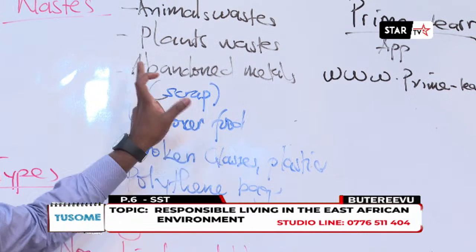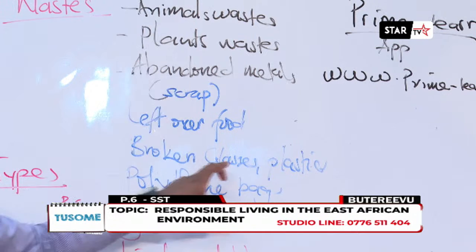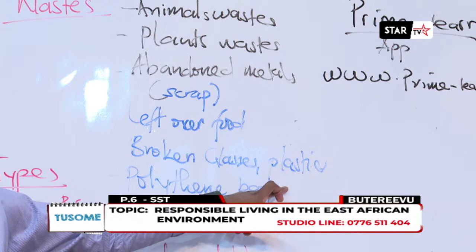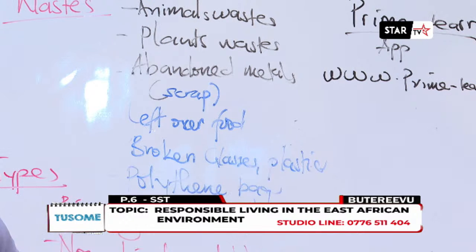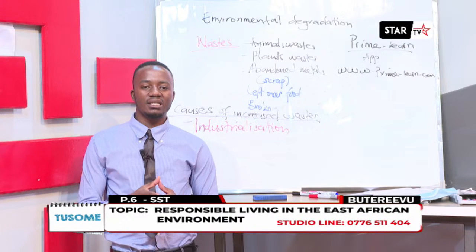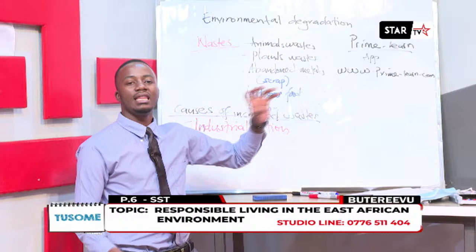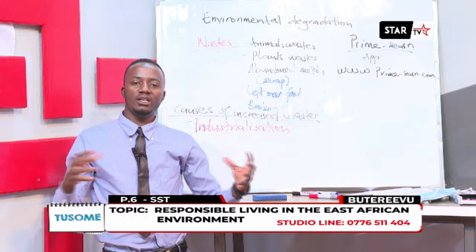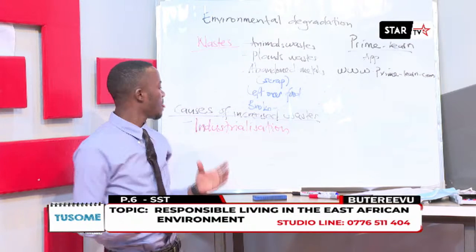Leftover food can decay, so it's under plants. Broken glasses and plastics cannot decay. And then polythene bags. Most of the polythene bags don't. There are very many industries that are producing these things. That's why there is an accumulation of wastes in the environment.